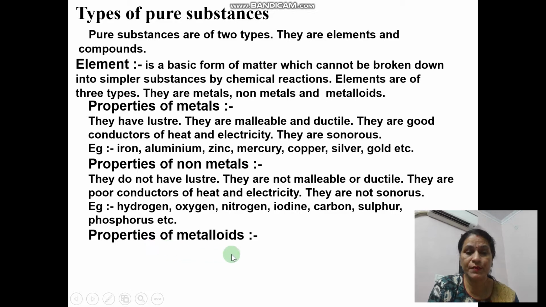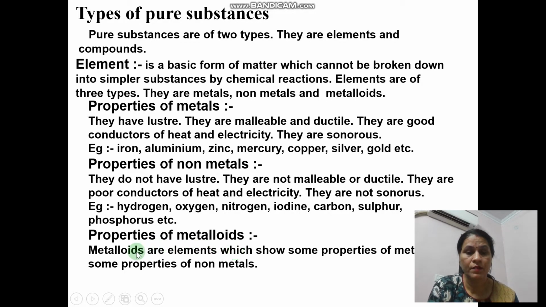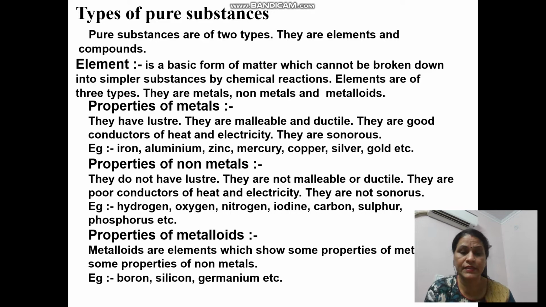Now properties of metalloids. Metalloids are the elements which show the properties of both metals as well as non-metals. The examples are boron, silicon, germanium, etc. So this one you have already done, so quickly we have revised all.